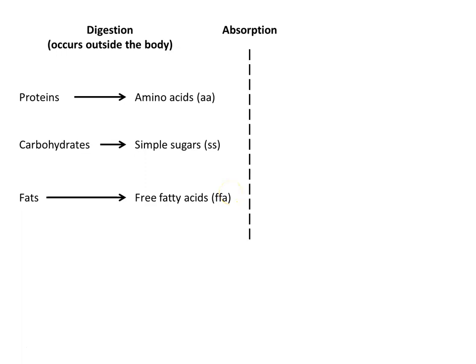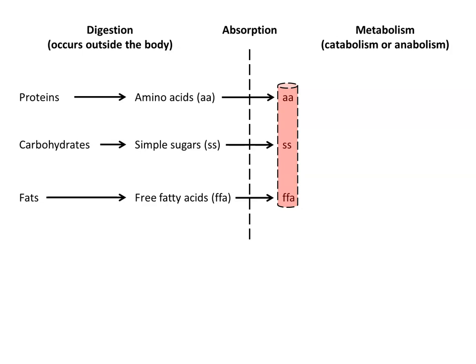Now, after I digest, then I can absorb. Absorption is me getting these monomers from the lumen. Remember, the lumen is external environment. Let's get them into the body through the cells, through the interstitium, and into our blood flow. And now we can disperse all of these monomers to every cell in the body. Once these monomers leave the bloodstream and enter cells, now we can have metabolism, which means we're going to either break them down for energy or build something with these monomers.